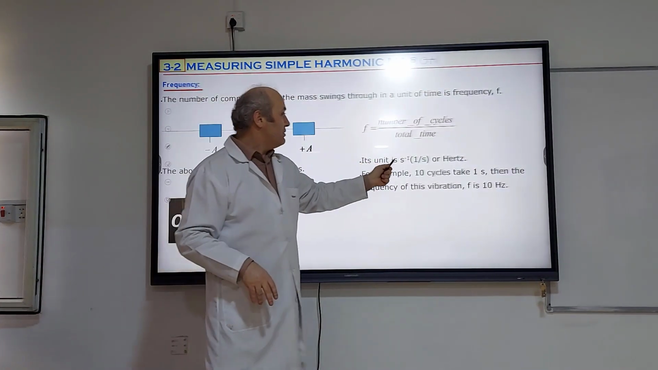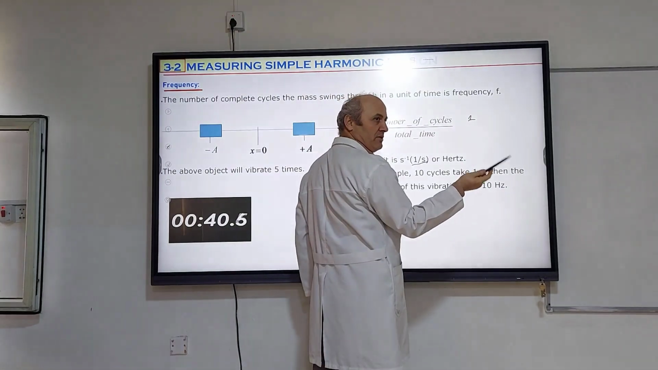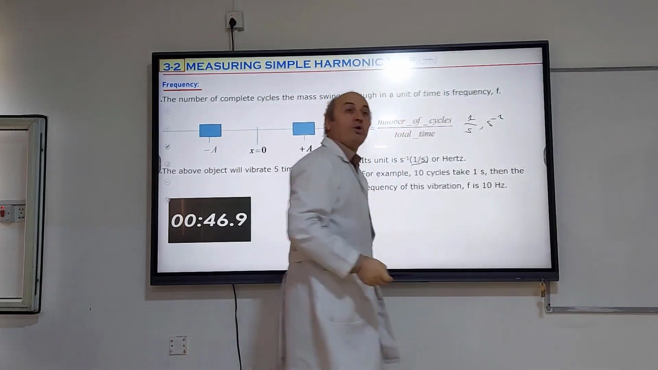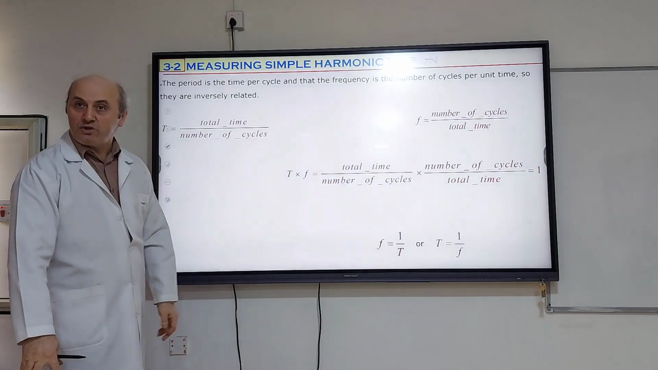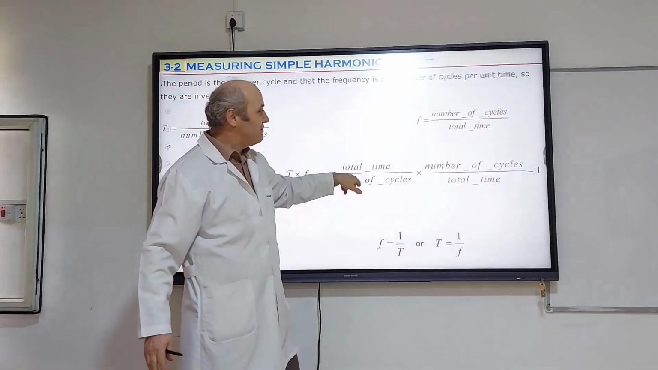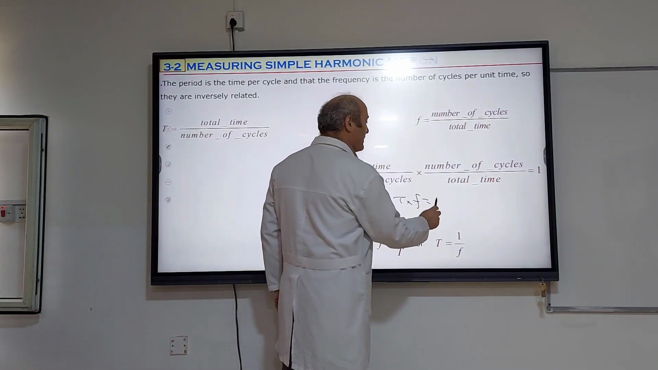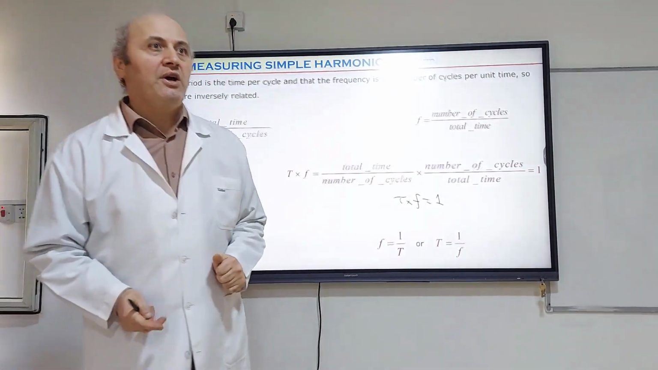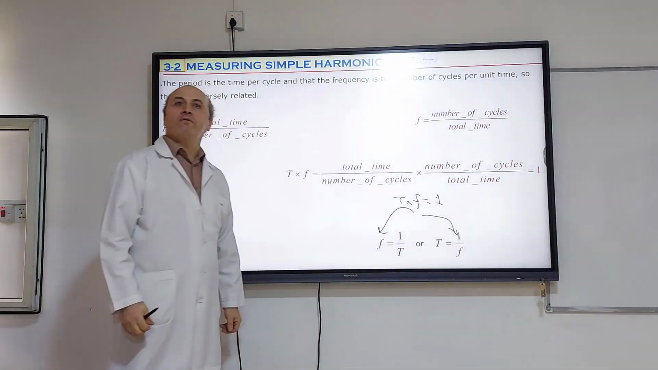So its unit is 1 over seconds, because the number of cycles has no unit, it is just divided by time. Sometimes we represent it by seconds to the power of minus 1, or hertz is the unit of frequency. And frequency and period are inversely proportional because of their definitions. Period is total time divided by number of cycles. Frequency, number of cycles divided by total time. When you multiply, the result is always 1, for any vibration, including waves. Period and frequency are inversely proportional. So F is equal to 1 over T, or T is equal to 1 over F.